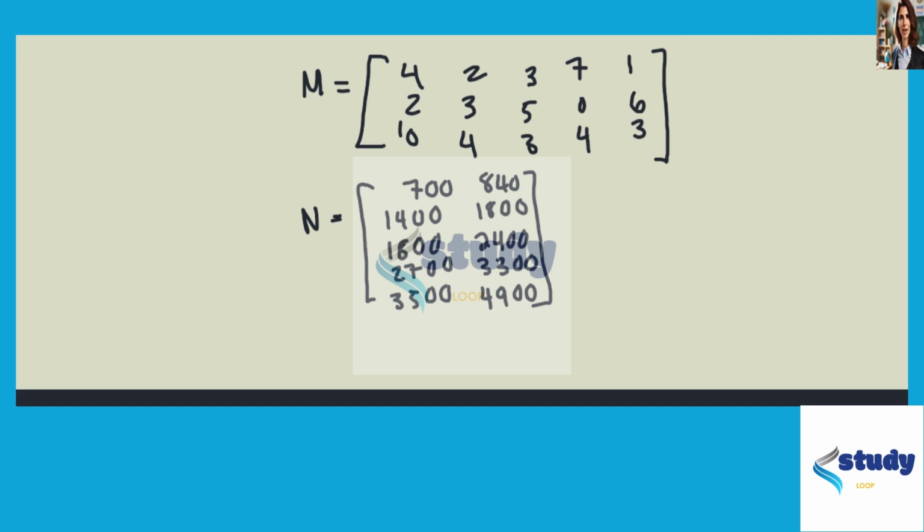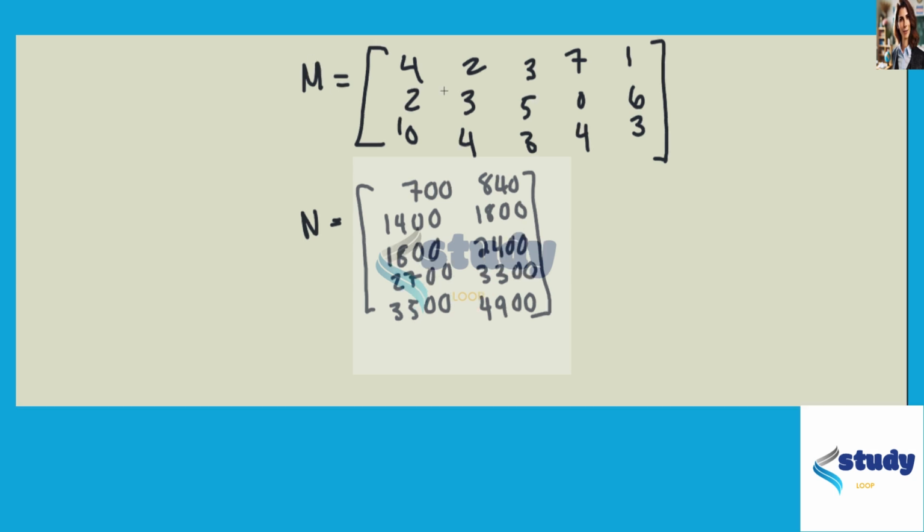We're given a scenario of selling personal computers. A retail company sells five different models of computers, represented in matrix M as the number of columns. Each column represents a different model, A through E, and each row represents a store. So we have three stores of this computer company.